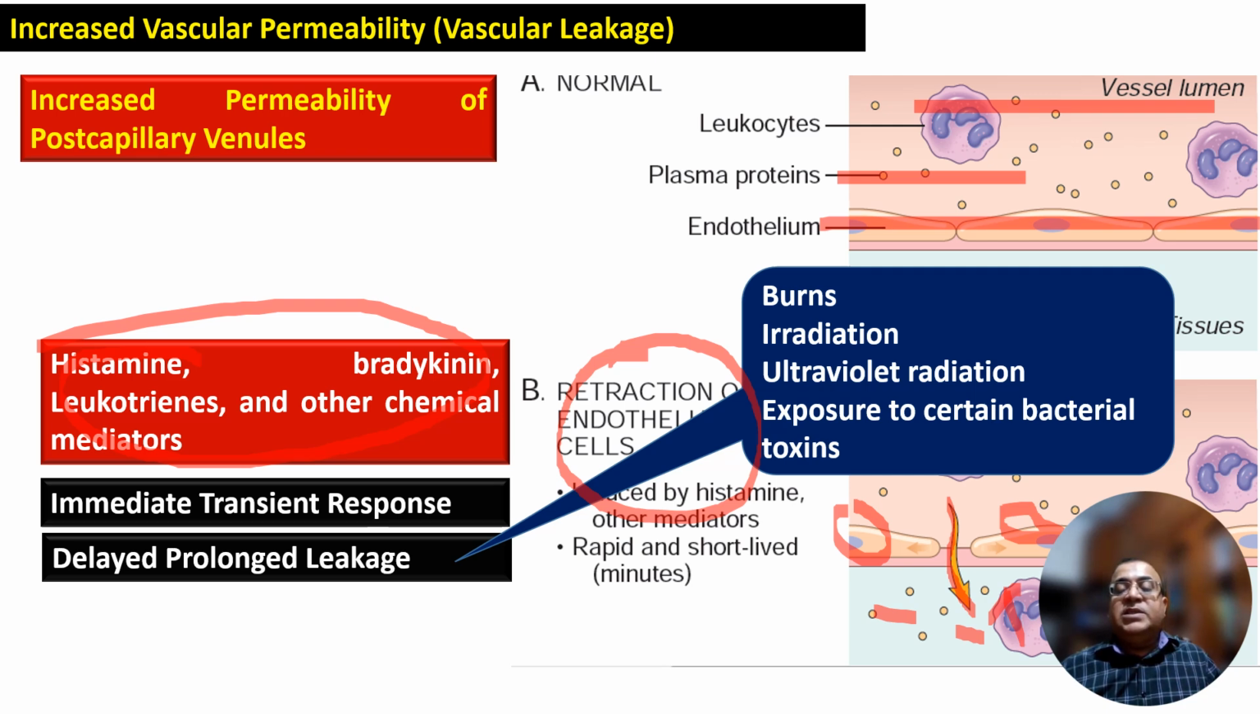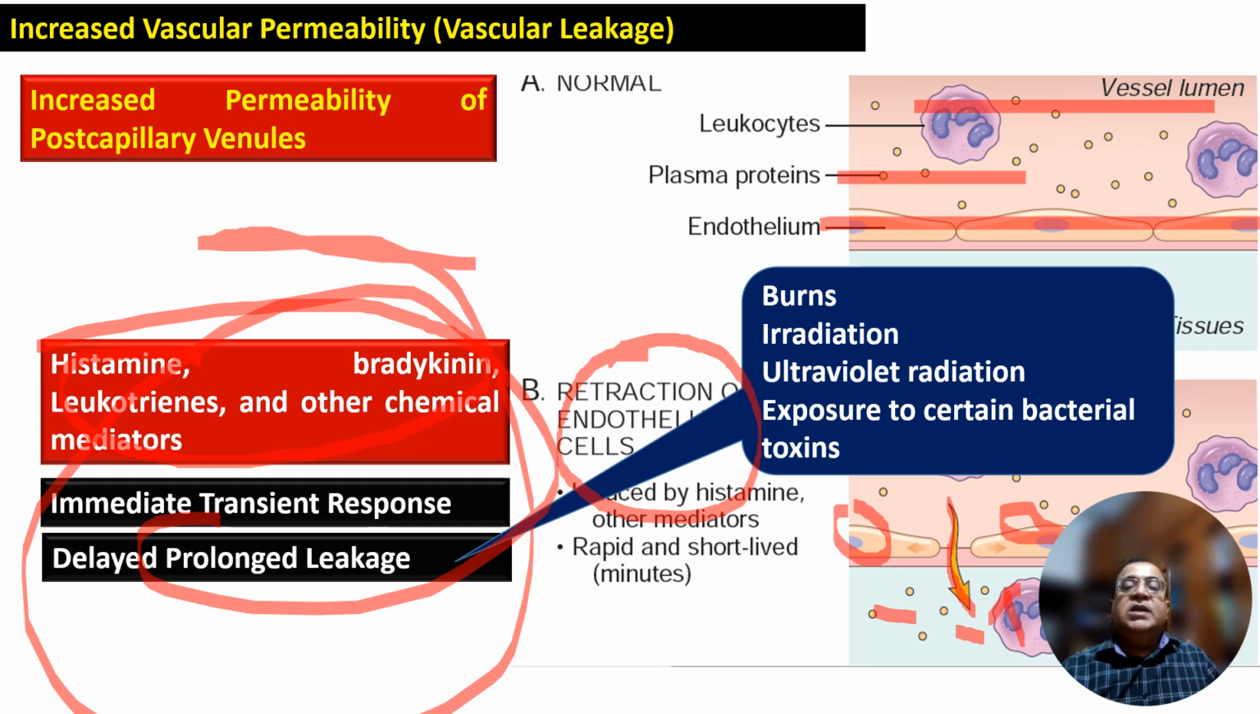In some forms, such as burn, irradiation, ultraviolet radiation, exposure to certain bacterial toxins, there is a delayed response. It starts after a delay of 2 to 12 hours and it lasts for several hours or even days. This delayed prolonged leakage may be caused by contraction of endothelial cells or mild endothelial damage initially. One example is late appearing sunburn.